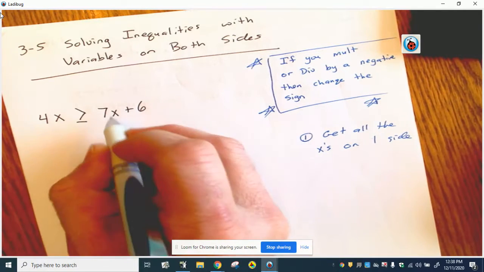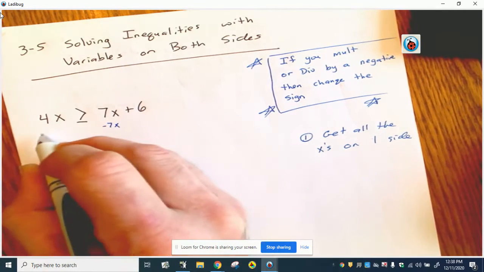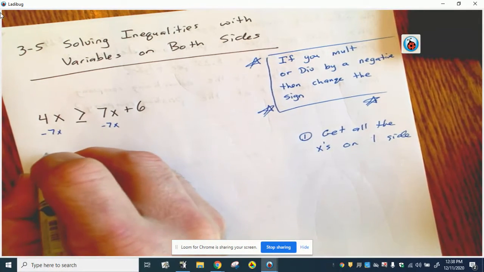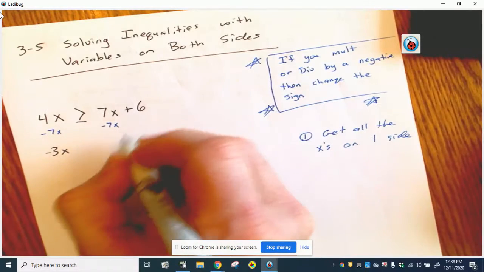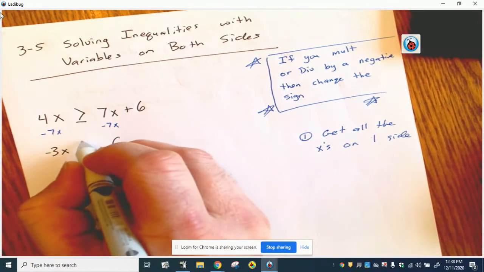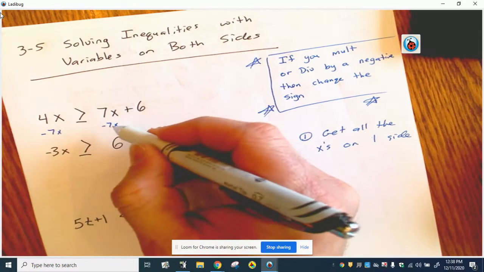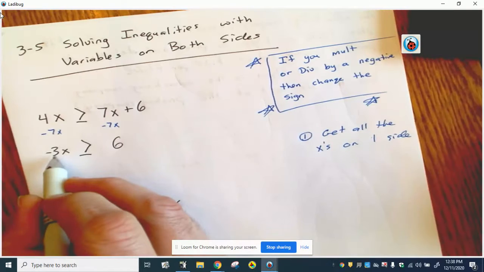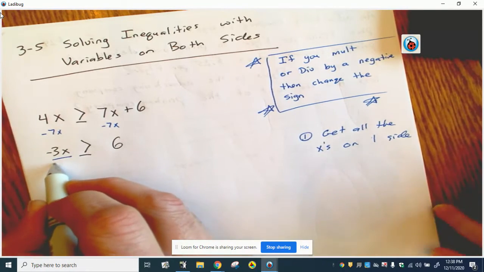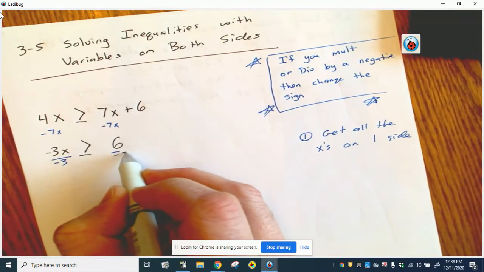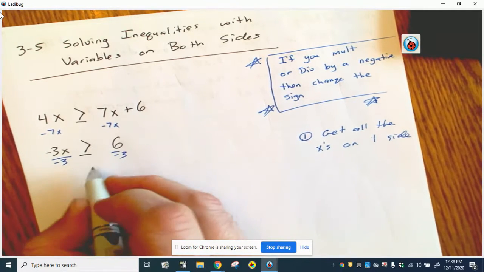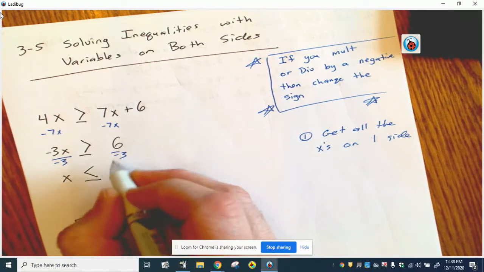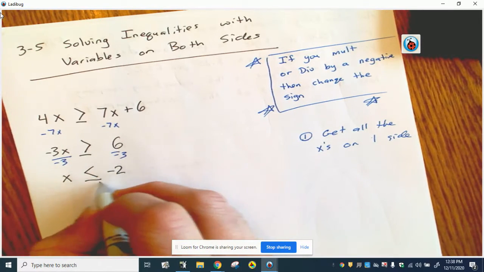So I would say we would minus 7x, okay? Now, when we minus 7x there, we do end up with a negative 3x over here, right? Over here we have our 6. We would not flip the sign here because we're not multiplying or dividing, we're subtracting. Now the next step, how do you get rid of the negative 3? We would divide by negative 3. Okay, now because we're dividing by negative 3, we have to remember to flip that sign over, right? So we would have x over here. 6 divided by negative 3 is negative 2.